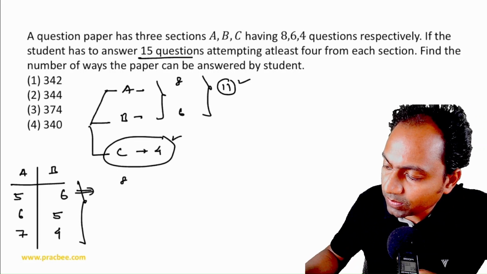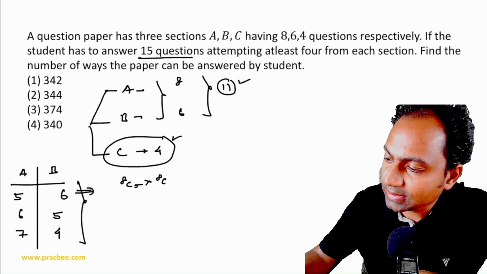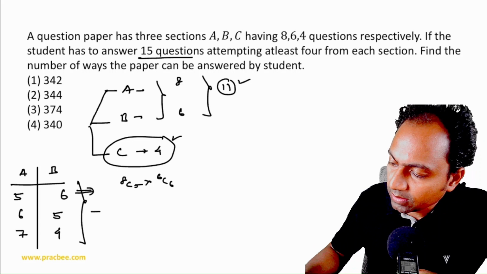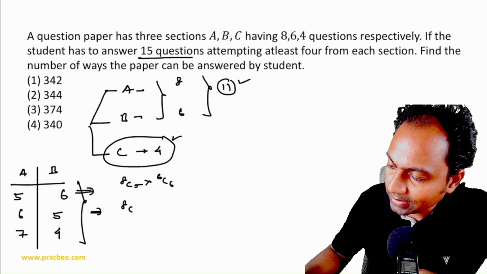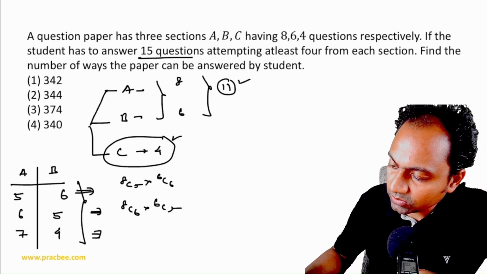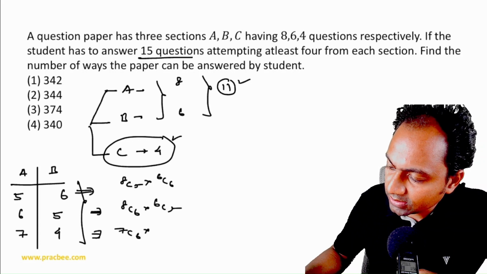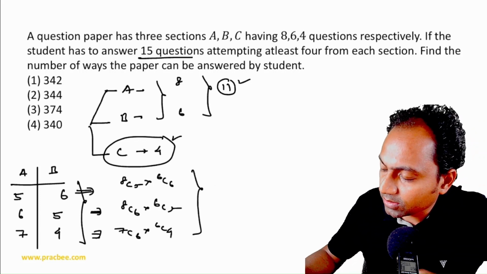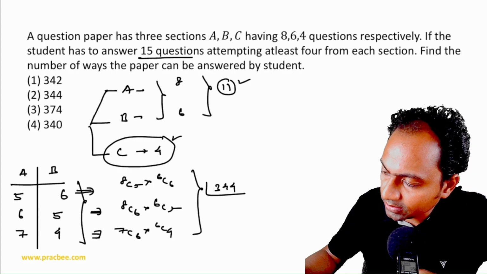The answer would be 8C5 into 6C6. The next one becomes nothing but 8C6 into 6C5, and the last one becomes nothing but 7C6 into 6C4. If I calculate and add them, what I get is nothing but 344. That is nothing but option B.